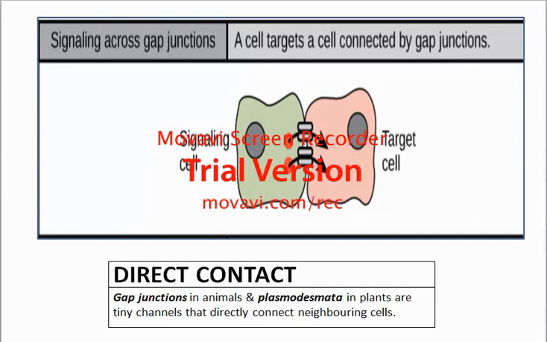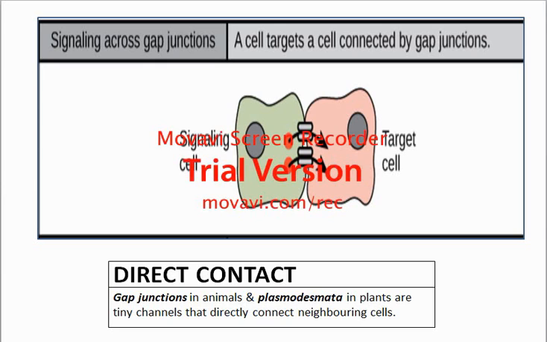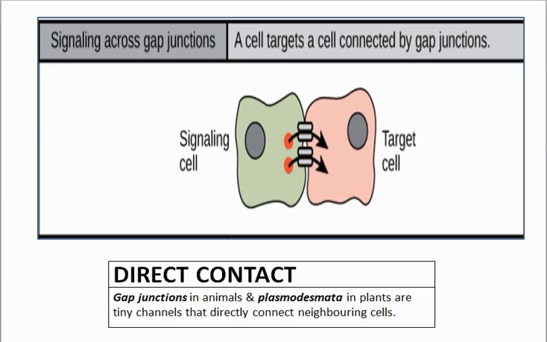Last, for the direct contact. Gap junctions in animals and plasmodesmata in plants are tiny channels that directly connect neighboring cells. These water-filled channels allow small signaling molecules called intracellular mediators to diffuse between the two cells.